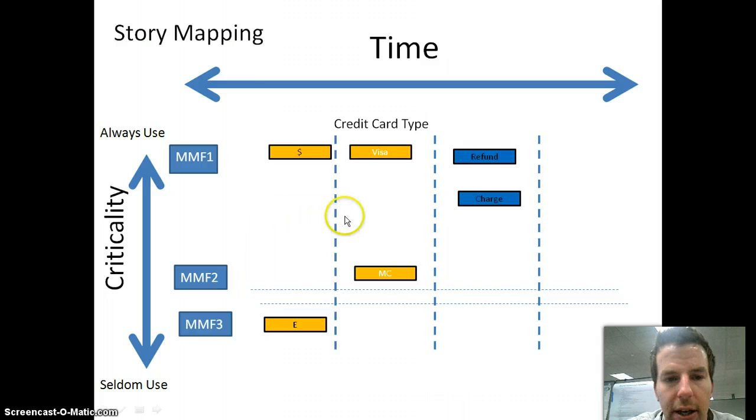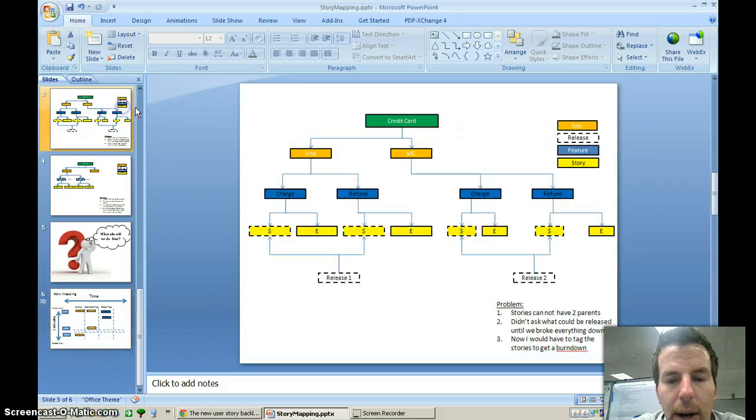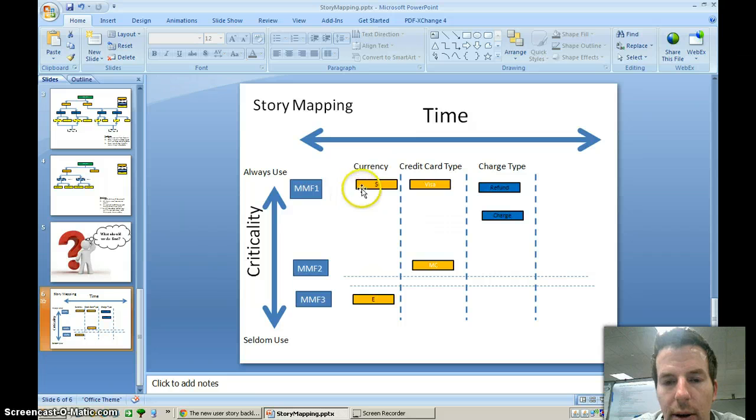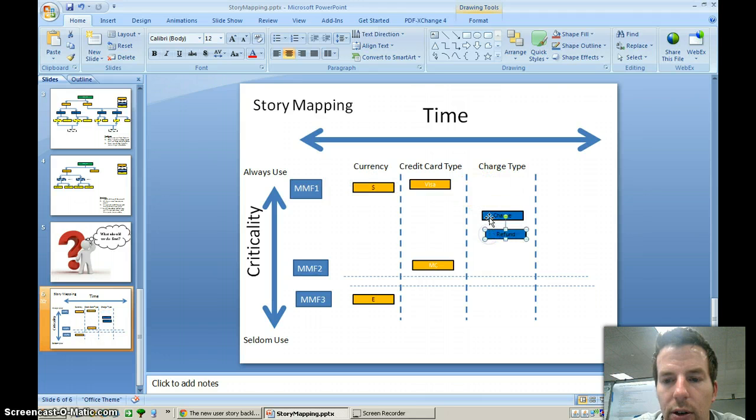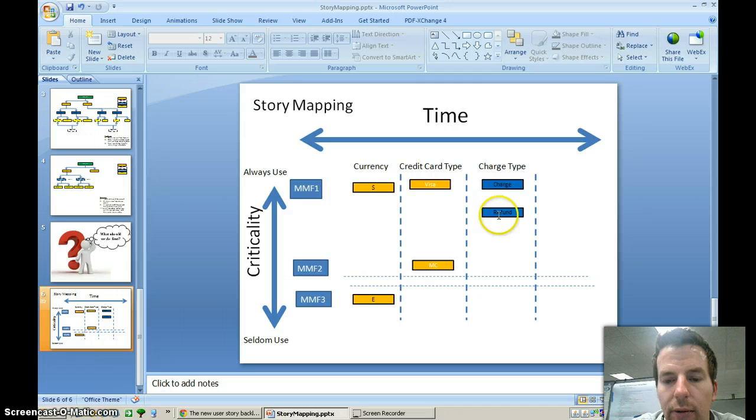So what I usually do with teams is I would simply say, what is the first thing the customer would do based on this structure that you've created? And what usually happens is they would say, oh, we do dollars first, and then we want to do Visa, and then maybe we would want to do charging, and those are the steps in order to get customers money. And then you would say, okay, well, what else do you do? And then you would say, oh, we also need refunding.